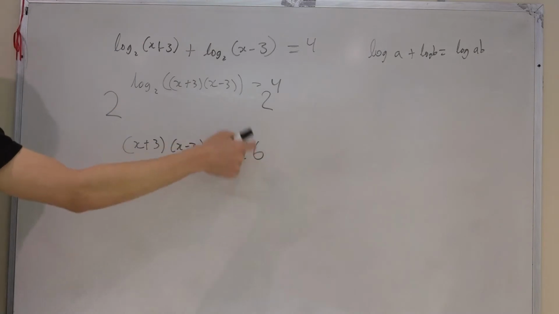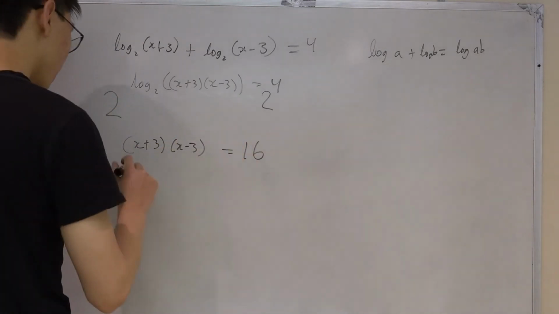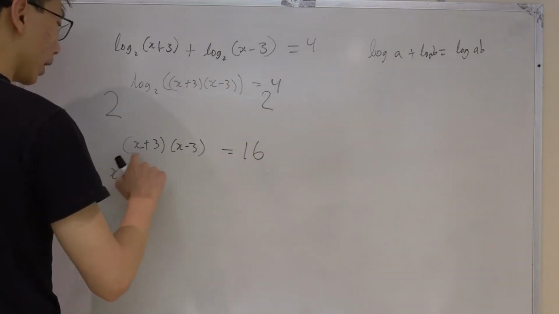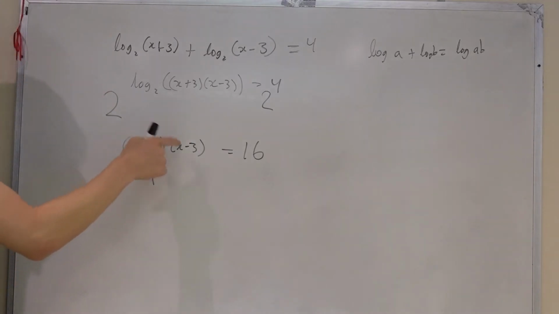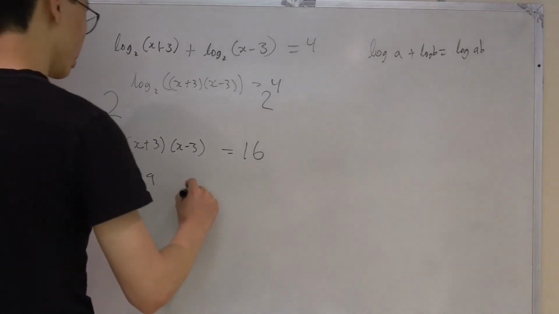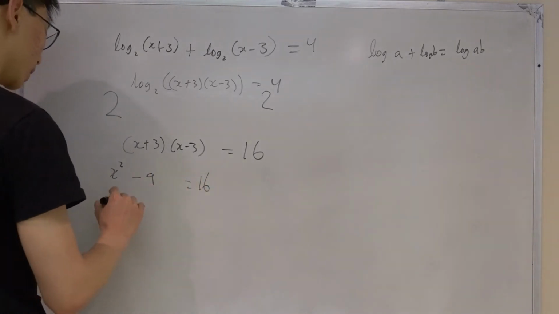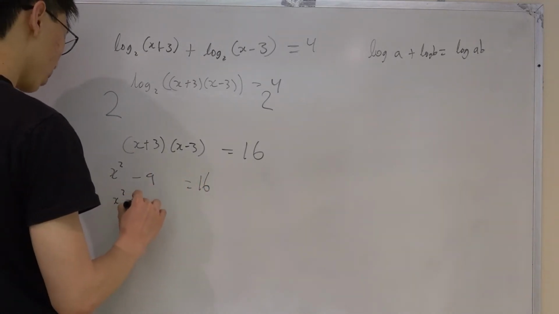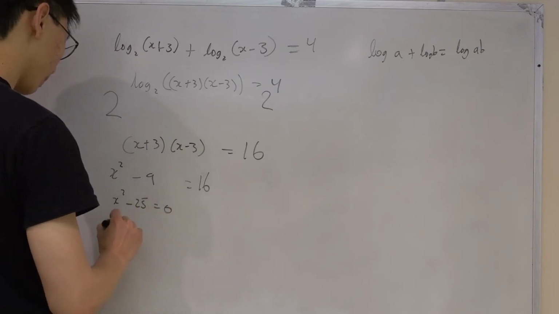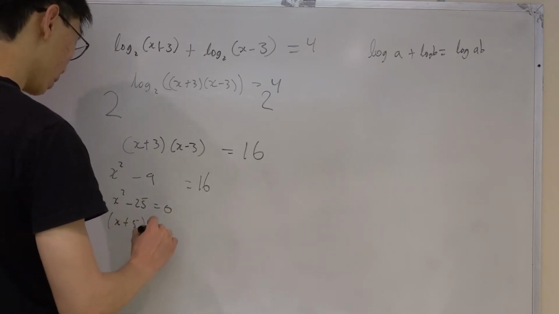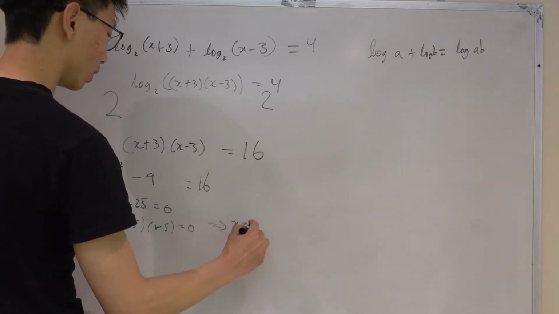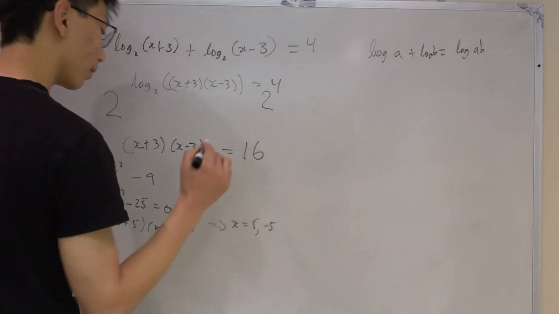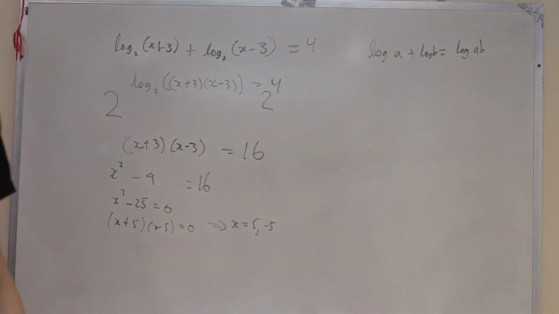2 to the 4 is 16. Then you expand this out, x squared. You should notice that this is a difference of squares. x plus 3 times x minus 3 is equal to 16. Bring the 16 over to one side, and you get x squared minus 25 equals 0. x plus 5 times x minus 5 equals 0 implies that the answers are x equals 5 and negative 5. There's one issue.